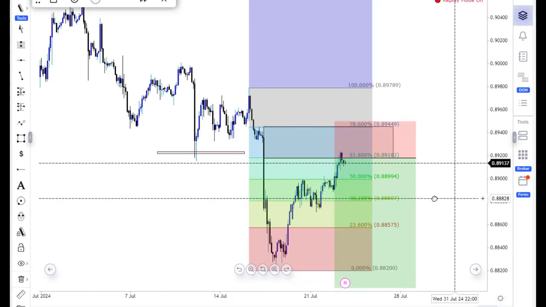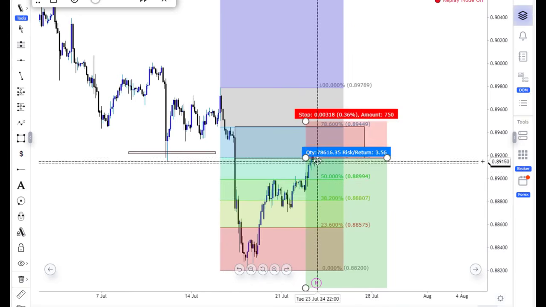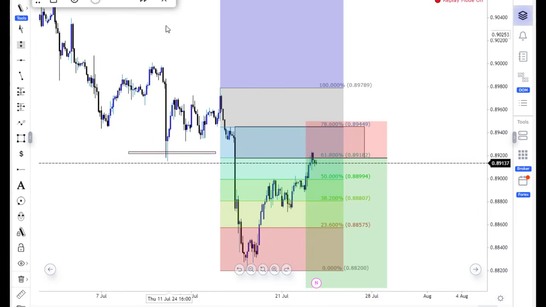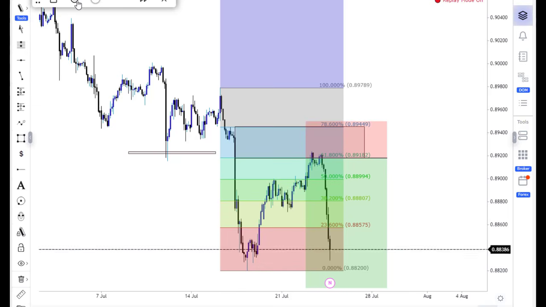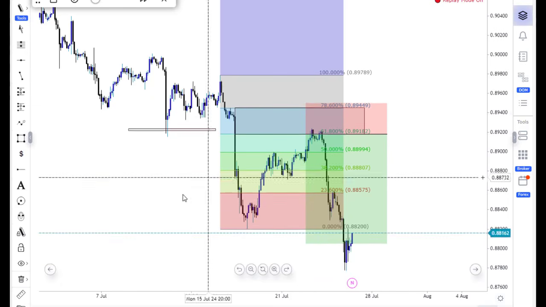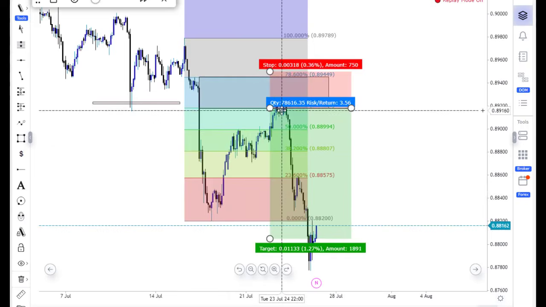Now, like I said earlier, you can still wait, go to a smaller time frame like the 5 minute or the 1 minute, and look for a change of character before taking your trade. All right, but now look at that, guys. You see how price dropped. Price just actually tapped at the tip of this zone.